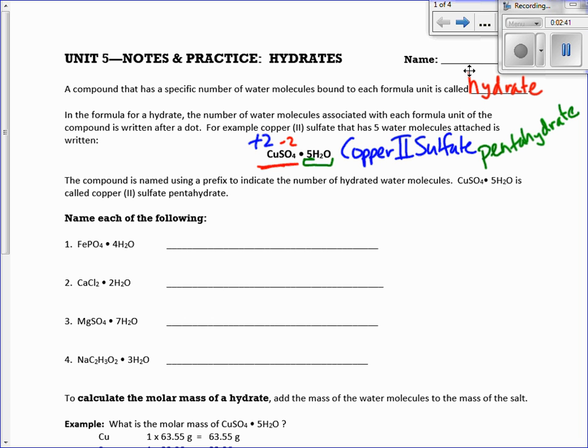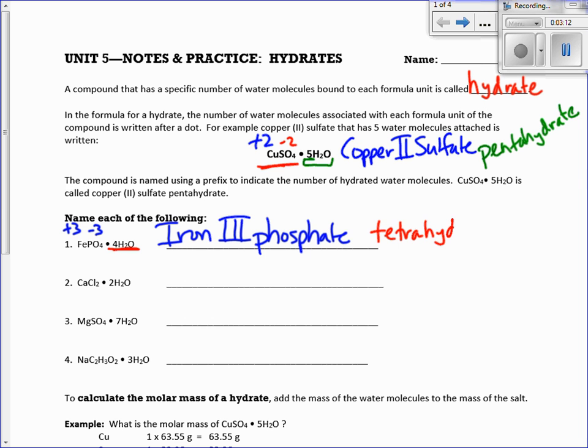Iron's a mom. So how do we figure out its charge? Phosphate is a -3, so the iron must be a +3. So this is iron 3 phosphate. That's the first part. Now let's tack on the hydrate part. It says 4H2O. So what is the prefix for 4? Tetra. And the word hydrate, meaning waters. So, iron 3 phosphate tetrahydrate. What about the next one?